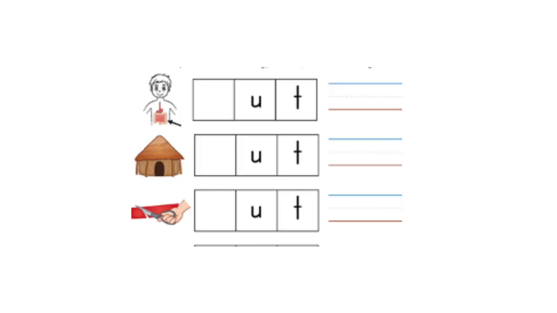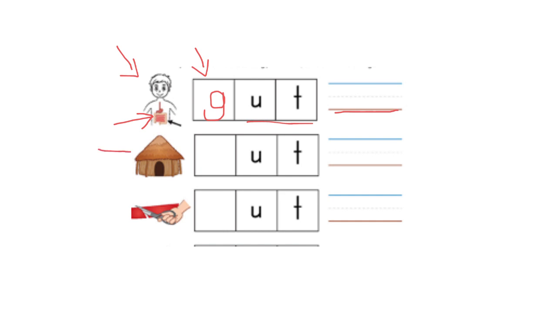Now let's do this activity together. We need to look at the pictures and write the missing letter here from the ut word. Ready? What do you think the first picture is about? Gut. Do you know what sound gut begins with? Yes, the letter G makes the sound g. G-u-t, gut. You need to write the word gut here.